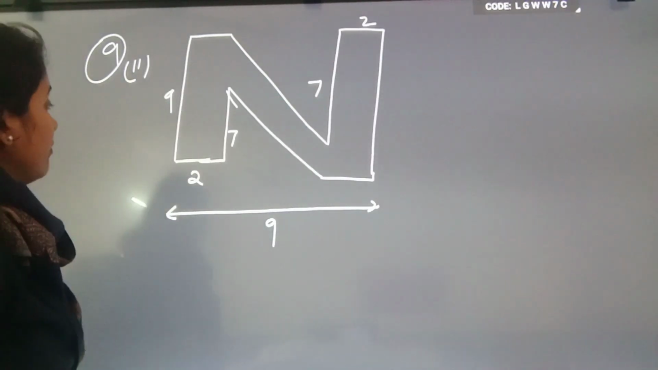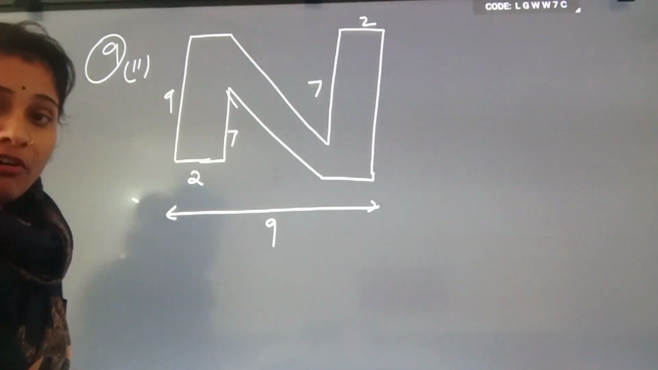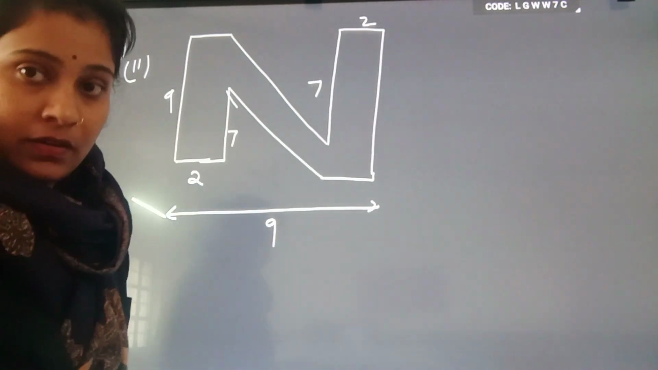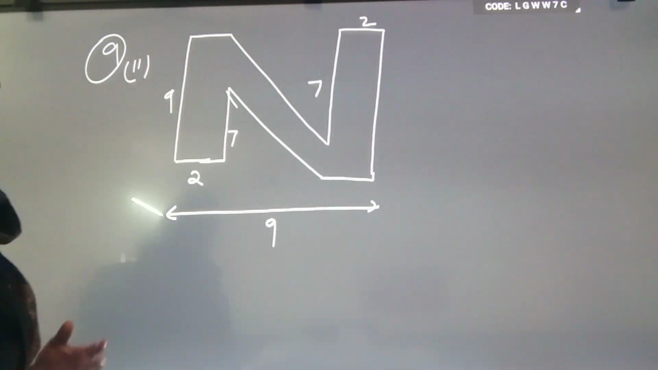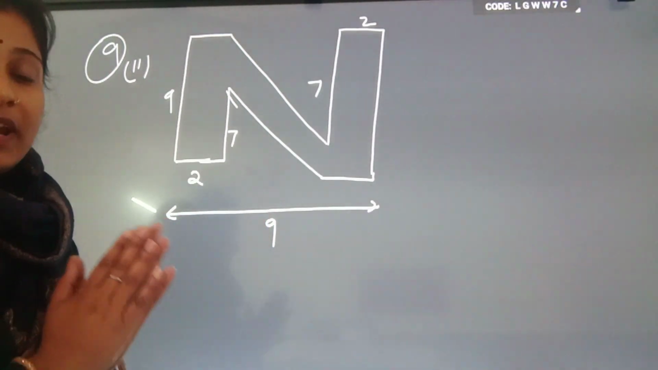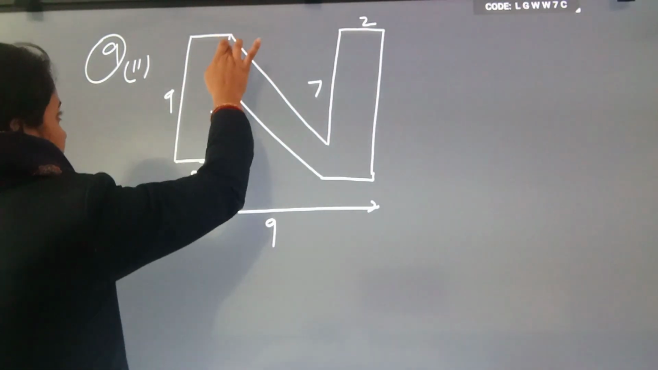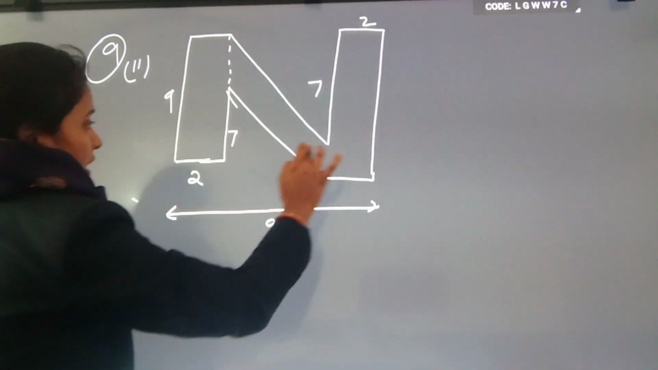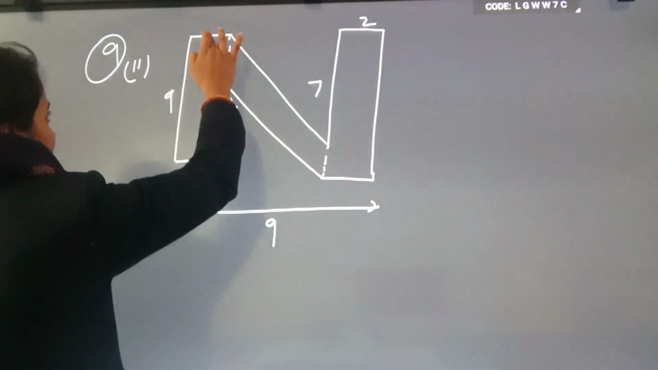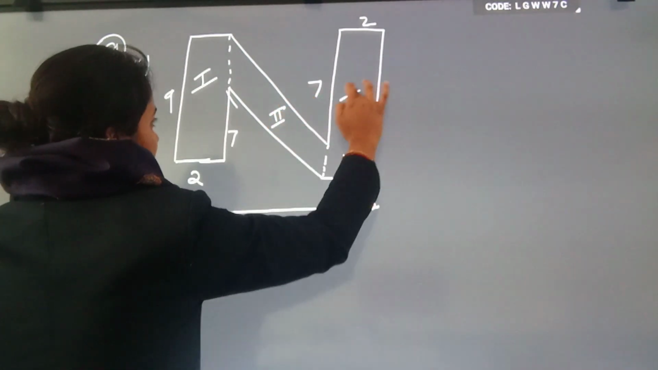Okay, so here we have the second figure of question number 9, which is in the form of the alphabet N. Now, in order to find this figure's area, let us divide this given figure into 3 sub-figures. Let us divide by drawing a line here and a line here. Can you see? Let us name this first, this second, and this third.